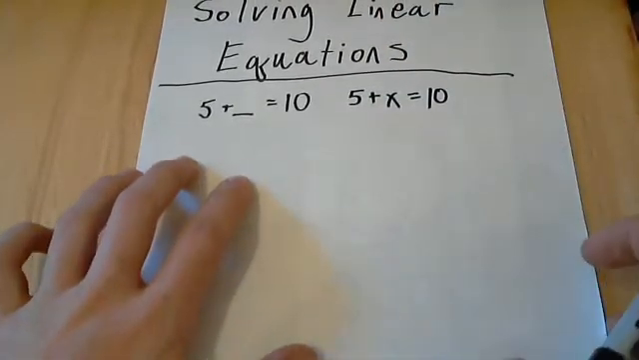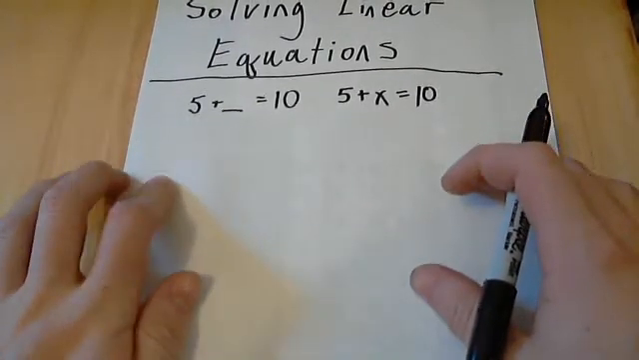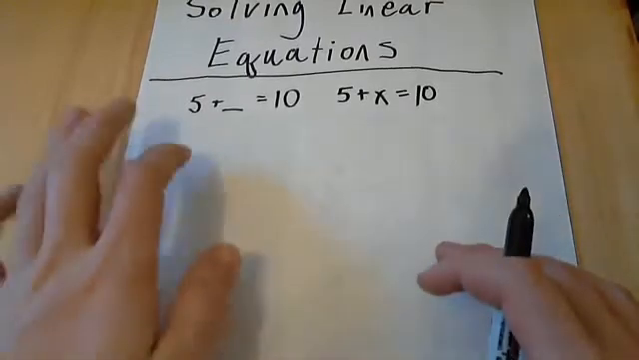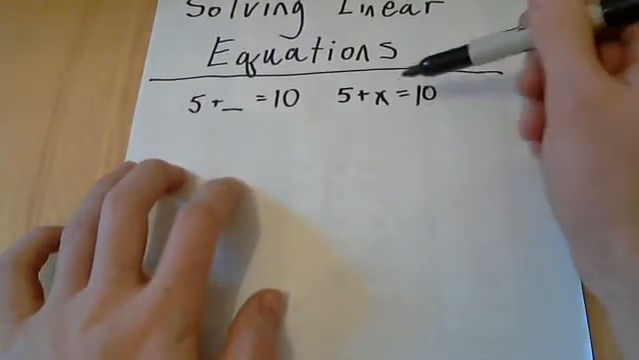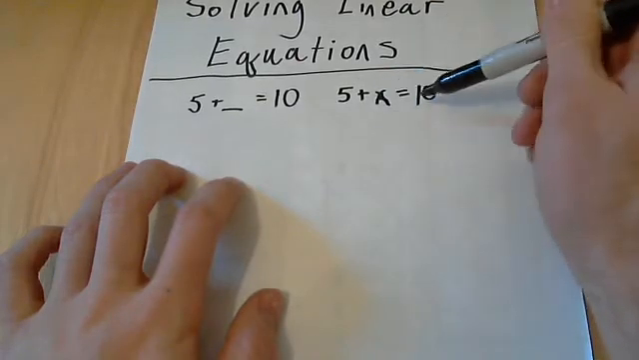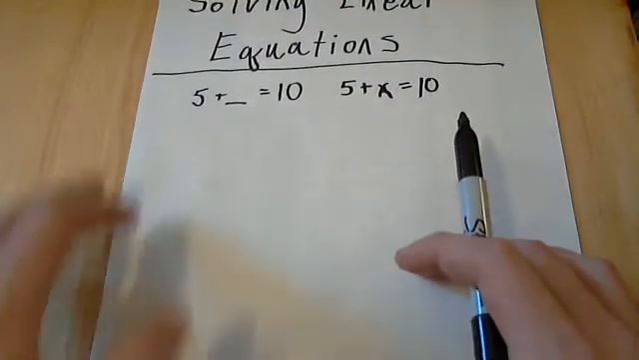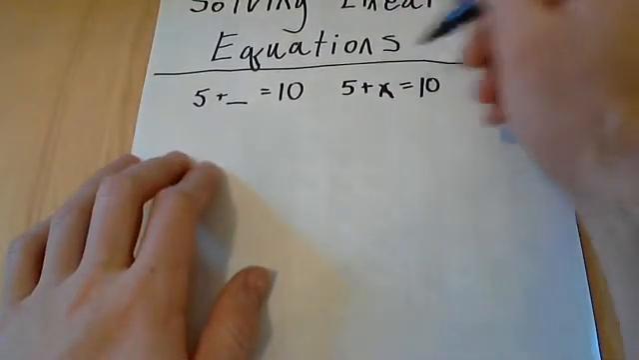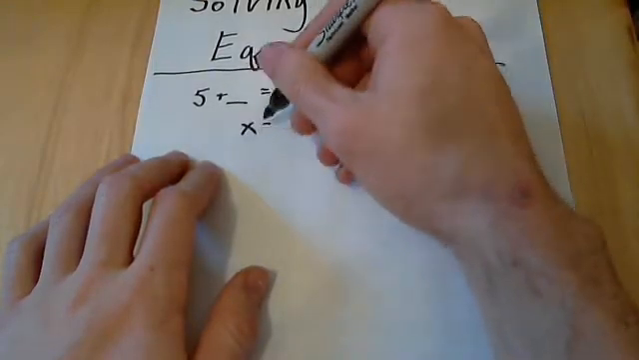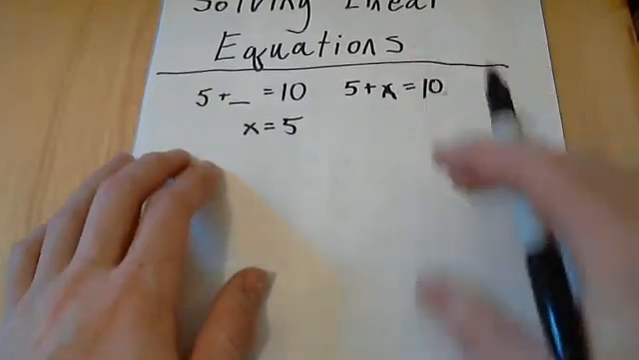And it really doesn't matter what letter you use. It could be A, B, C, whatever you choose. But typically in algebra, you'll see the letter x. So that's what a variable is. And you have to figure out what this variable is going to be to make this situation equal to 10. So in this particular instance, x is going to equal 5 because 5 plus 5 equals 10. So x equals 5. And that would be how you solve for x in this particular instance.